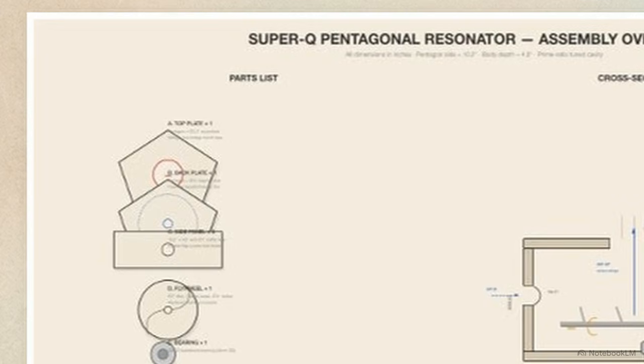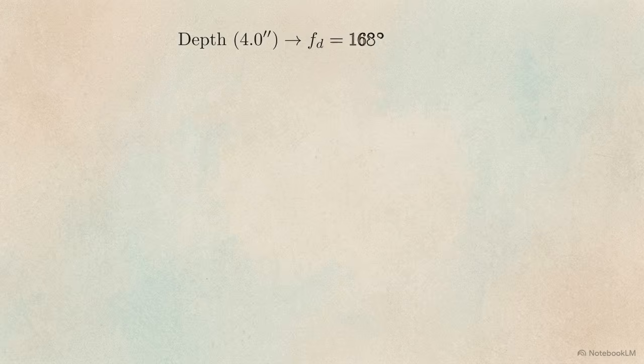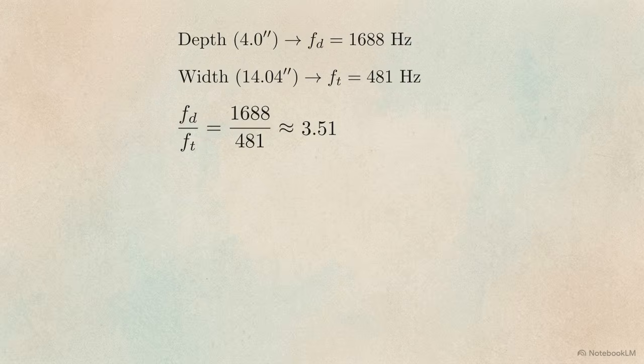To solve this, the lenticular disc relies on highly specific measurements. The hull is a pentagon with a width of 14.04 inches and a controlled depth of exactly 4.0 inches. If you calculate the natural acoustic frequency for that depth and divide it by the natural frequency of that width, you get a ratio of 3.51. That is exactly 7 divided by 2.